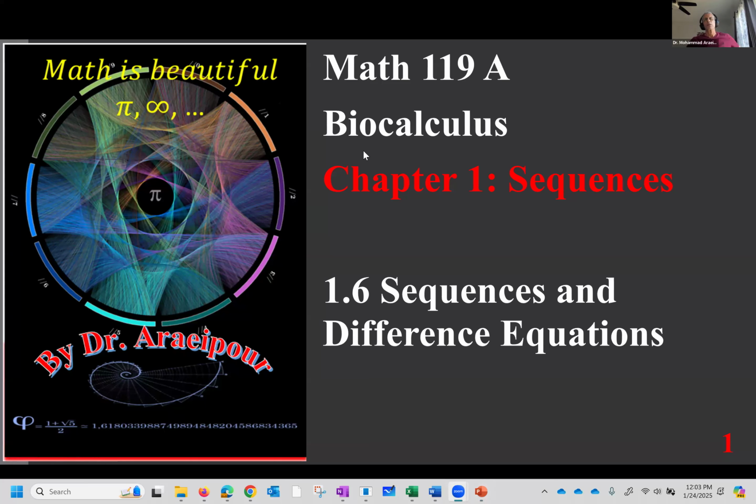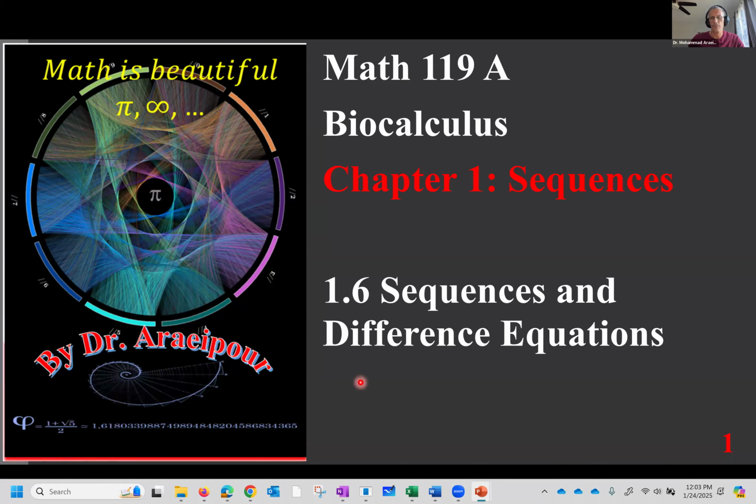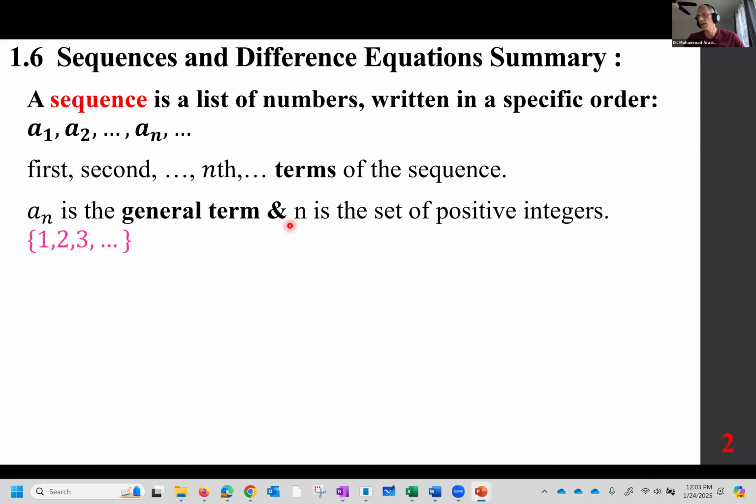Good afternoon, class. We are looking at Chapter 1, Sequences, Section 1.6, Sequences and Difference Equations. Here's the summary, everybody.